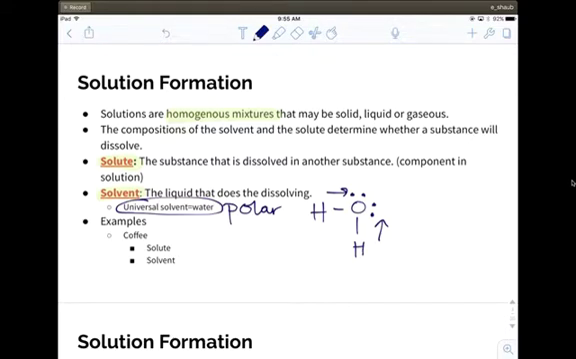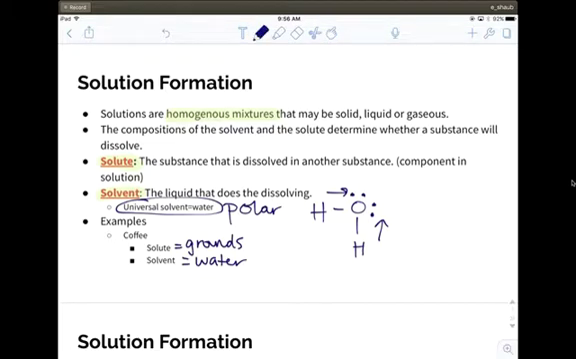So because it is polar, it does a really good job of mixing with a lot of different polar compounds. So an example with coffee, let's say the solute would be your coffee grounds and the solvent would be your water. You could also say Kool-Aid. The Kool-Aid powder would be your solute and the water would be your solvent. Salt water. Salt, or the sodium chloride, is the solute, the solvent is the water. So anything that you are dissolving is the solute, and then water is the solvent.